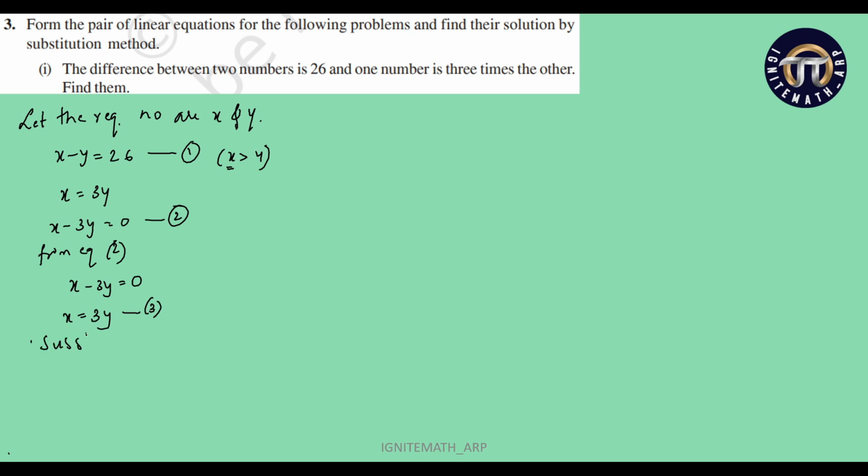Now substitute x in equation 1, because I have taken it from equation 2. So now x is equal to 3y. So 3y minus y is equal to 26. I get 2y is equal to 26. y is equal to 26 divided by 2 is equal to 13. Therefore, y is equal to 13.